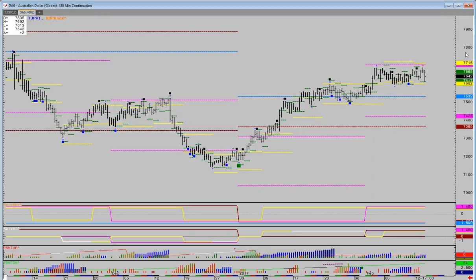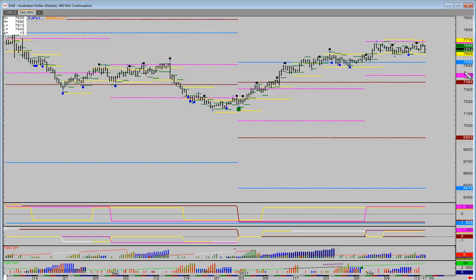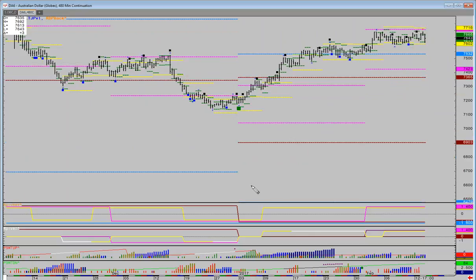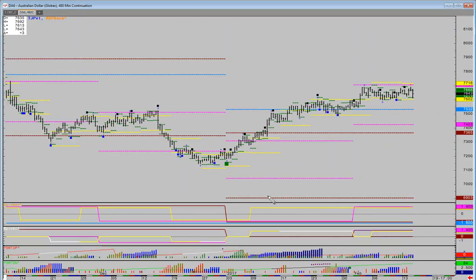Coming into the end of 2016, there's a bearish close from a quarterly and monthly perspective on the Aussie dollar, which is reflected by the close underneath these lines. However, the market was oversold, and so the market has been correcting.